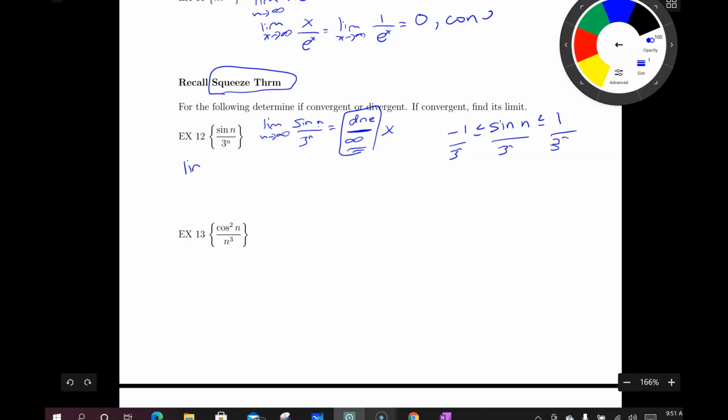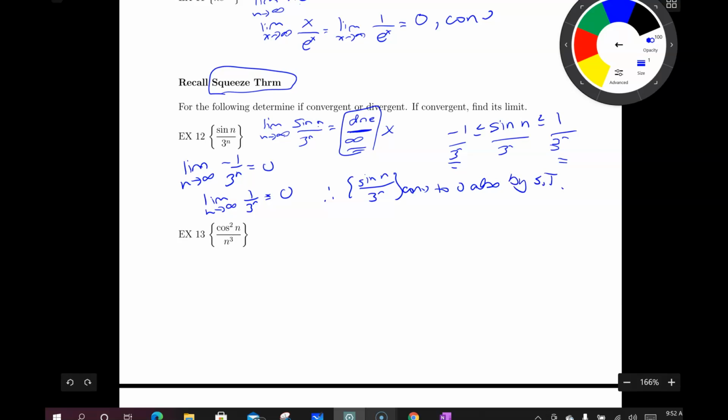And then I would show that if I take the limit as n goes to infinity of this one here, I would get -1 over infinity, so that's 0. And if I take the limit as n goes to infinity of the right-hand side, I get 1 over infinity, that's 0. So therefore, I know that this will converge to 0 also by squeeze theorem.